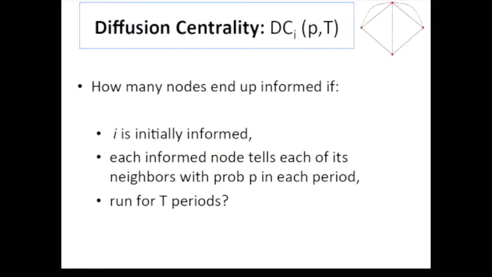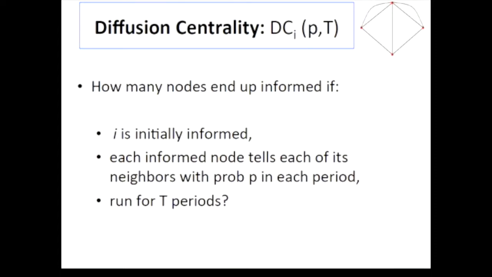Now let's suppose that each household interacts randomly with some probability p in a given period, and interacts for some number of periods. So we'll keep track of two different variables. One is the probability I tell my neighbors about something I've heard, and then how many times I go through this process of broadcasting information. Okay. So node i is initially informed. Each informed node tells each of its neighbors with some probability p in each period, and then we run this for T periods. And we'll call that diffusion centrality.